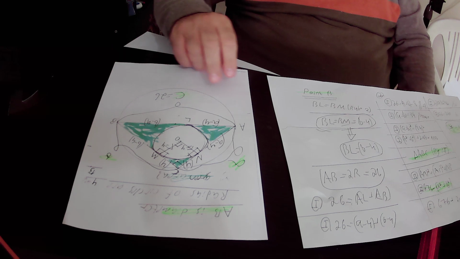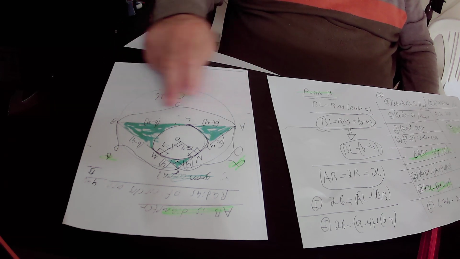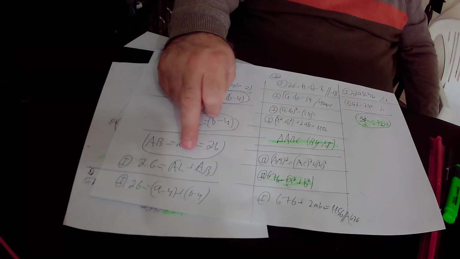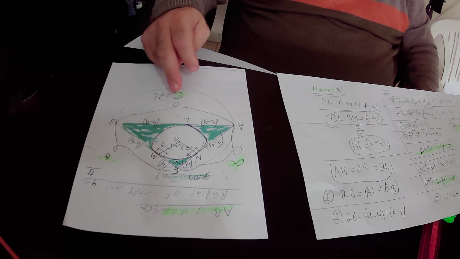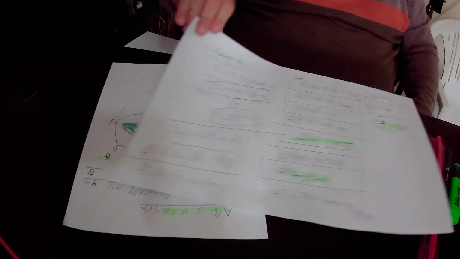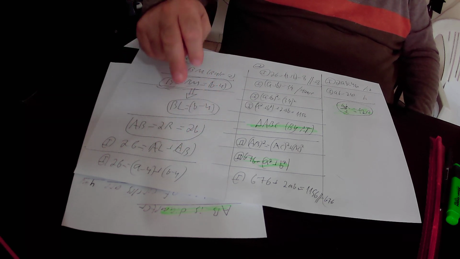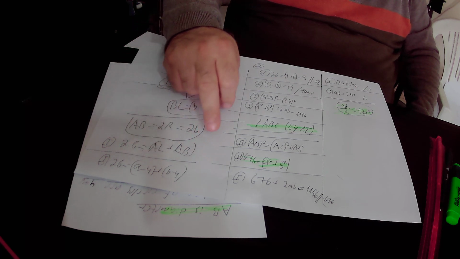From the other side, from the drawing, you can see that the diameter AB equals AL plus LB. AL equals A minus 4, and LB equals B minus 4. So in conclusion, the diameter equals A minus 4 plus B minus 4.